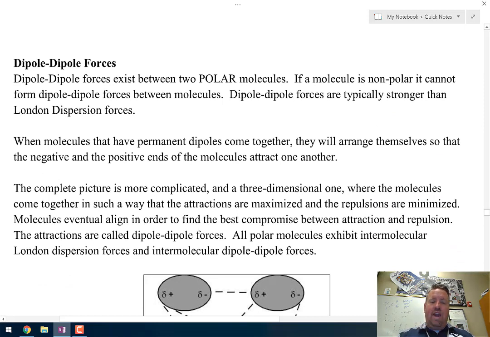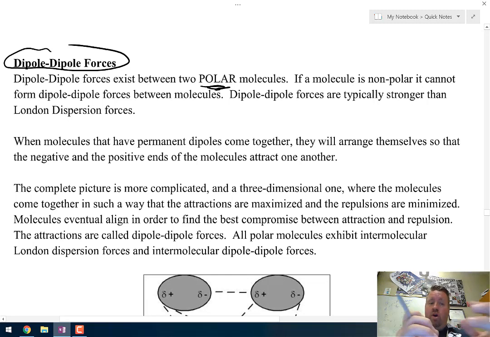Okay, the next type of intermolecular force is what are called dipole-dipole forces. Now again, we have to know the difference between a non-polar molecule and a polar molecule in order for this to work. Dipole-dipole forces exist between 2 polar molecules. So if you don't know if the molecule is polar or nonpolar, you don't know whether it has dipole-dipole forces or not. If a molecule is nonpolar, it can't form dipole-dipole forces.